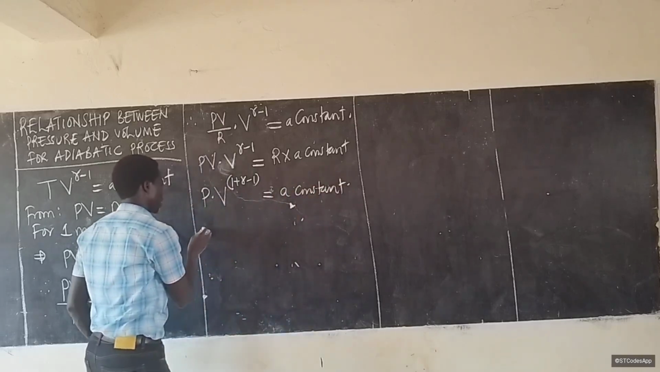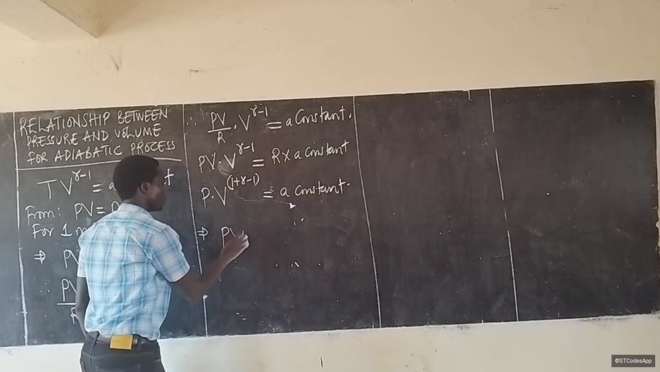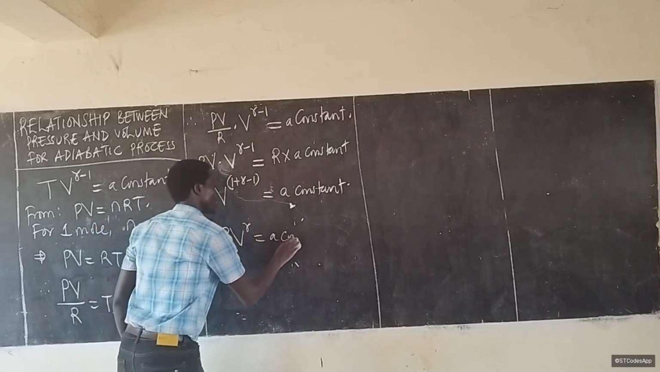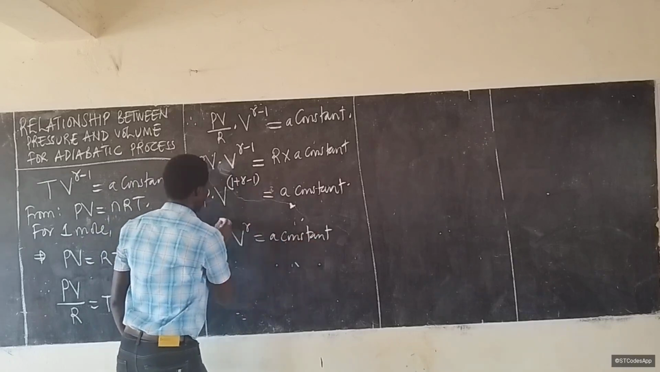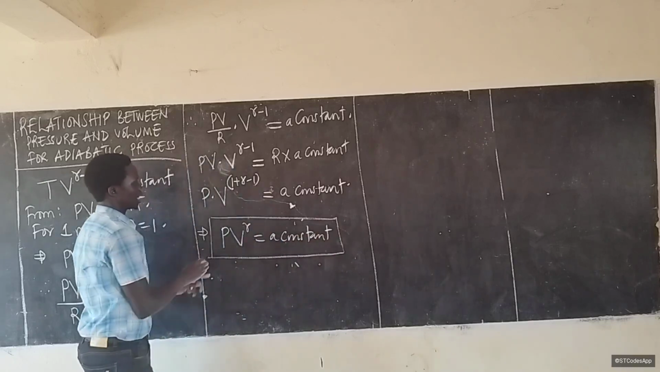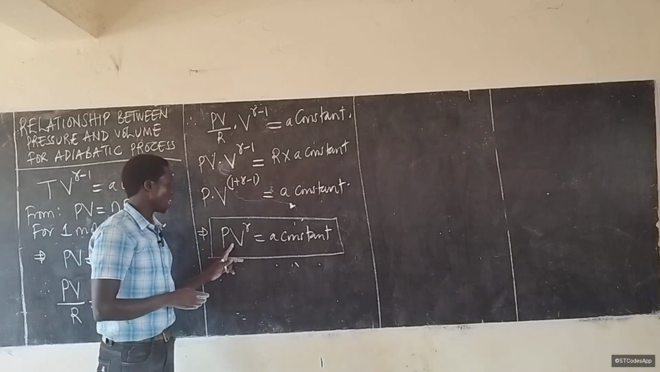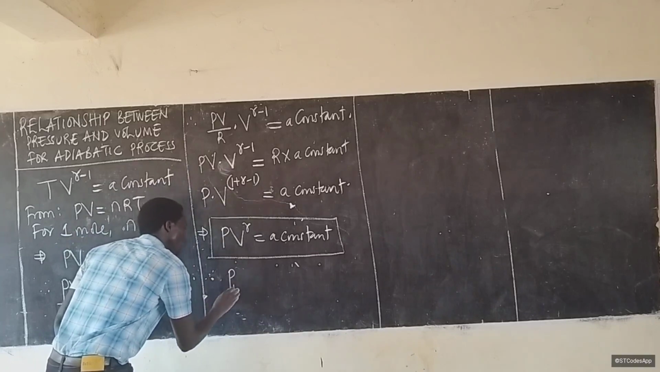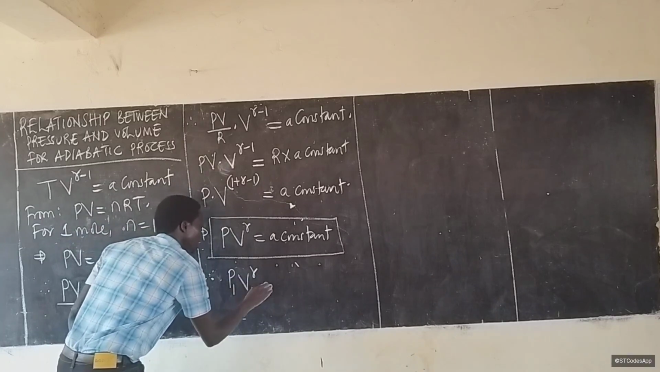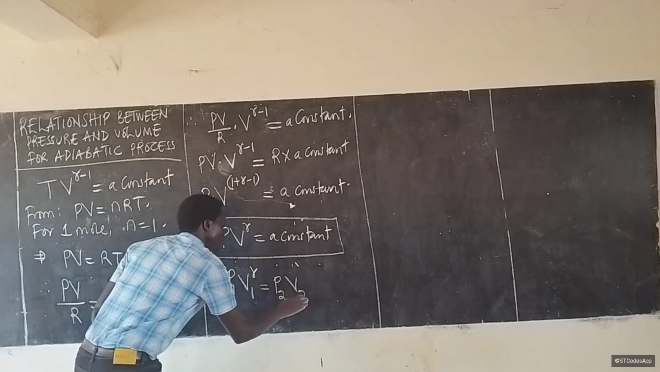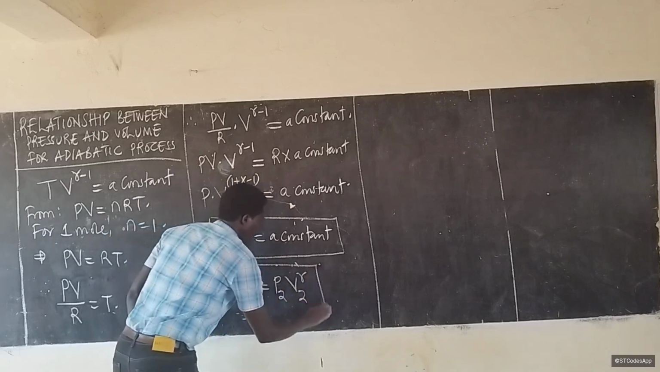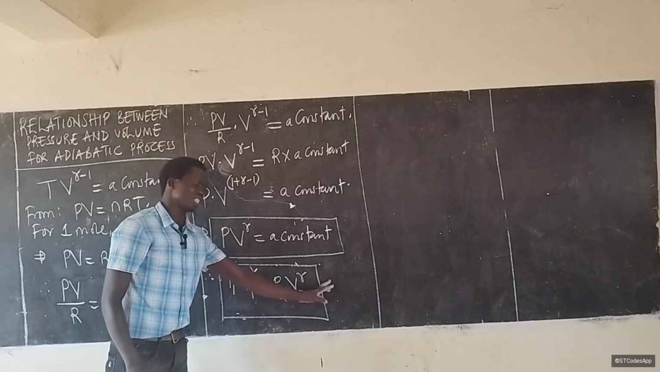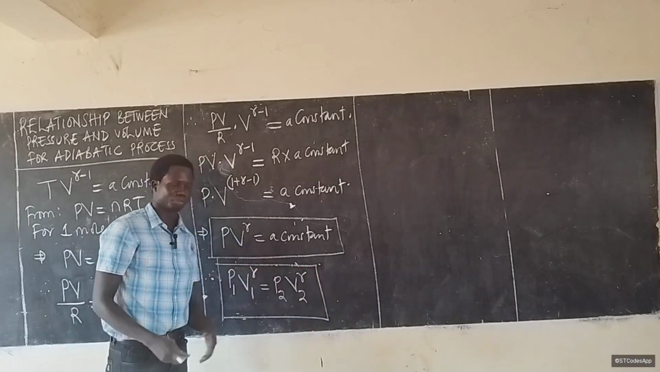And so in this case, we shall have that PV, this 1 and this minus 1 will go, I remain with only gamma, is equal to a constant. So this is ideally the relationship that is linking pressure and volume for an adiabatic process. Therefore, we can write this as P1 V1 to power gamma is equal to P2 V2 to power gamma, or you can have it equal to P3 V3 to power gamma.